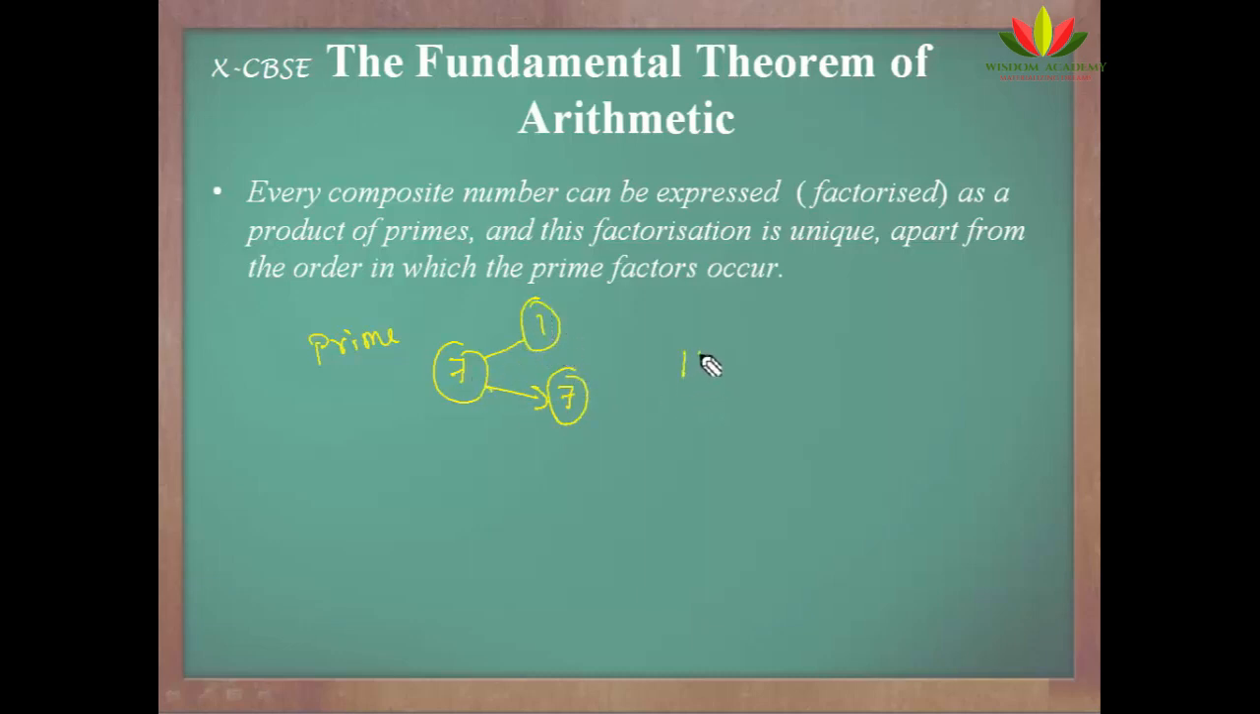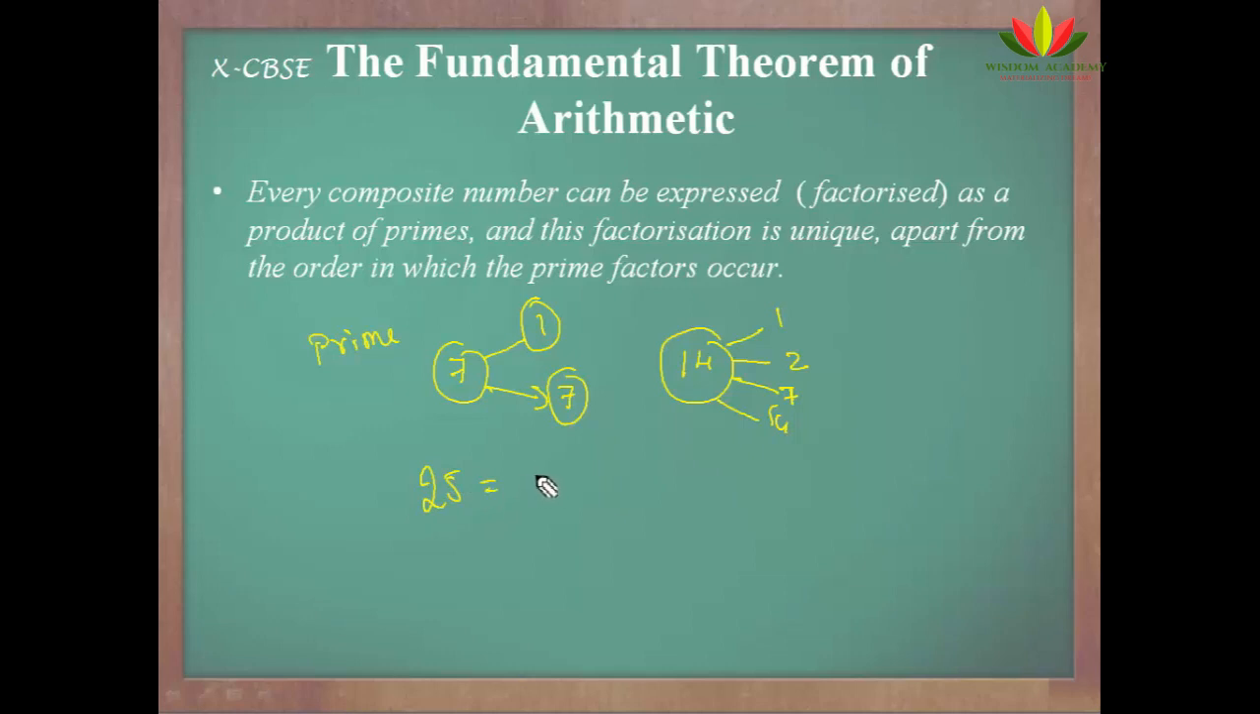But a composite number, let it be 14. This number can be divided by many numbers, that is 1, 2, 7, 14. So the numbers which have more factors are known as composite numbers.